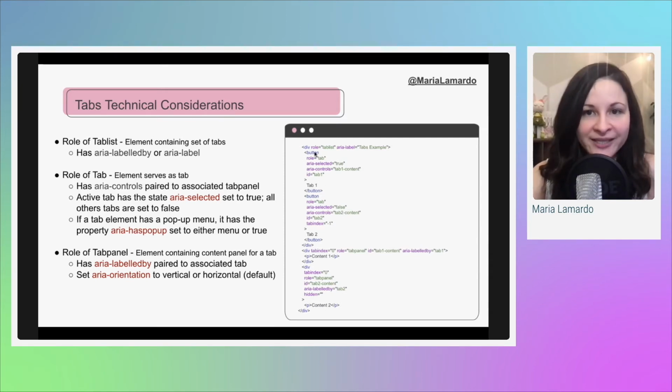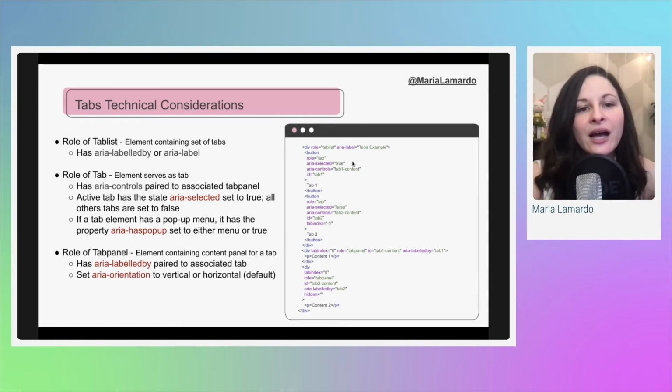So these buttons that I have here have a role of tab. And then the rules for that are that it should have the ARIA controls that matches the content for the panel. Then it should also have ARIA selected set to true if it's selected and active. And it should have ARIA has pop-up if they have a menu available.